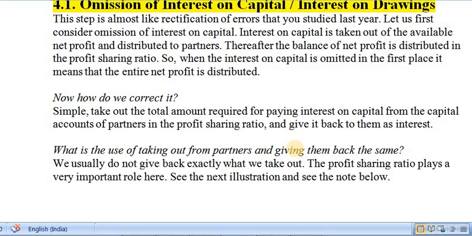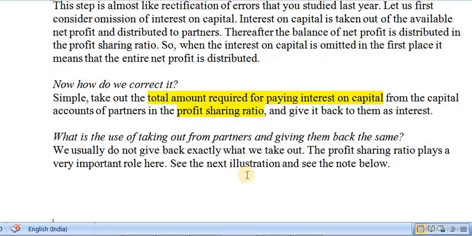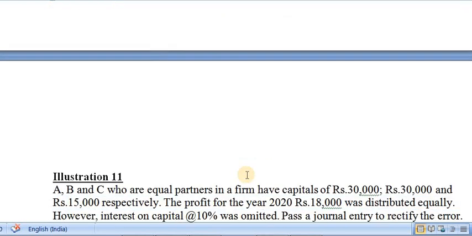Okay, read the notes, it is very clear. Take out the total amount required for paying interest on capital. This is step 1. That means debit the partner's capital in the profit sharing ratio, because we have given them in the profit sharing ratio. So when you reverse it, you have to reverse in the profit sharing ratio. Then give them back as interest on capital. So you will understand it from the illustration. Let us see this illustration.